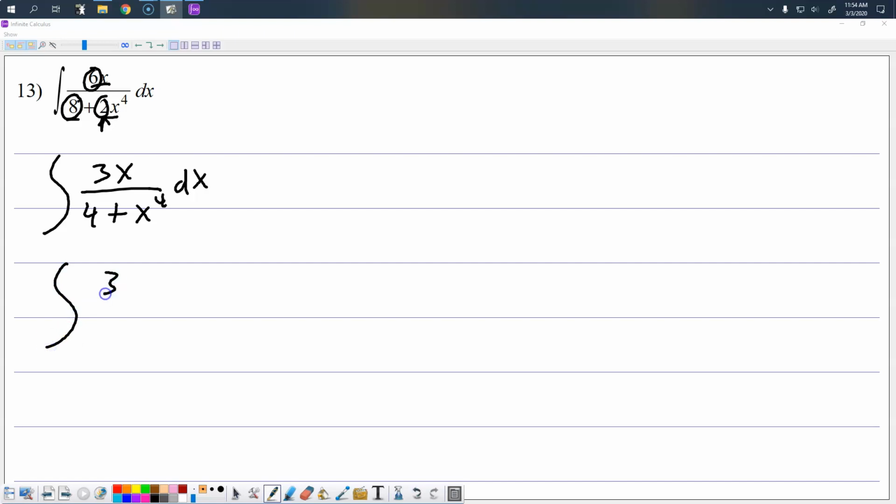But once again, arctangent only works with squares. So I'm going to rewrite the x to the 4th as something squared. What squared would be x to the 4th? And the answer is x squared. And that's our u, once again.